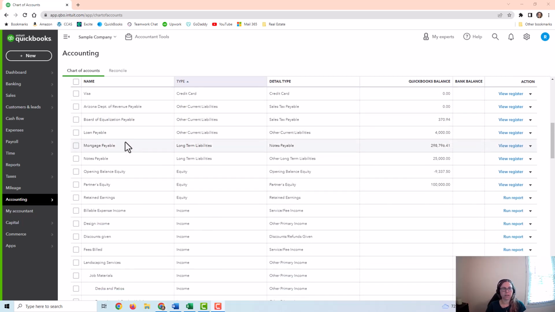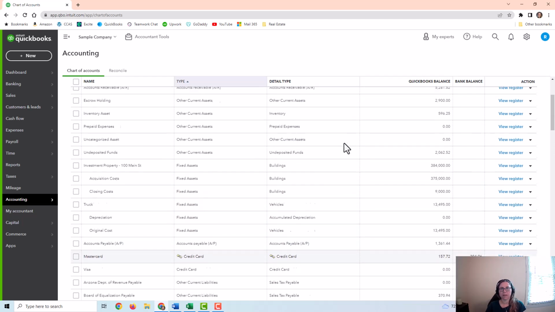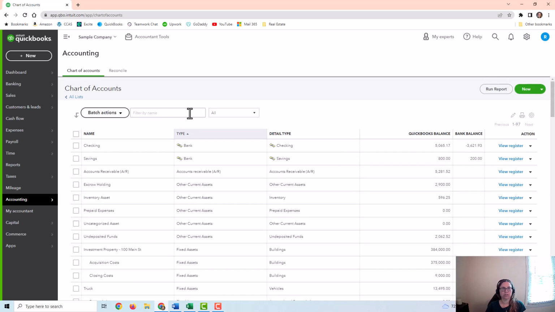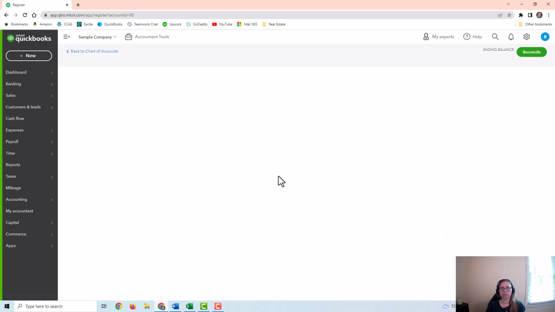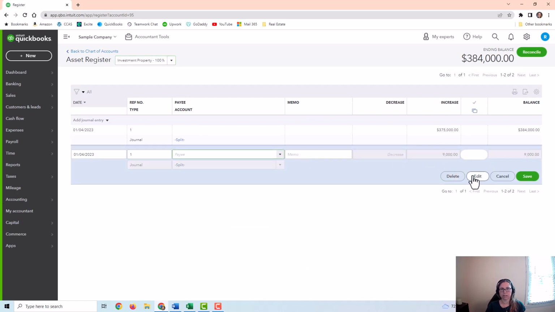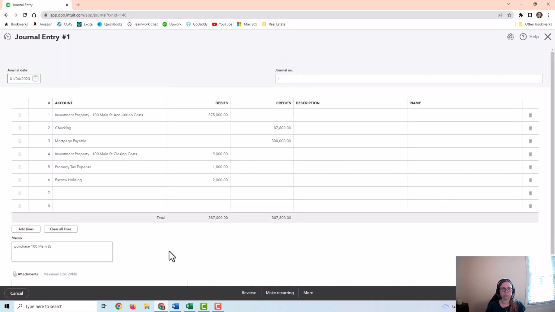And then another thing I created was a mortgage payable account. And then I also made sure I had expense accounts for property taxes and insurance. Okay, so let's just look at my initial purchase journal entry so you know what to do.